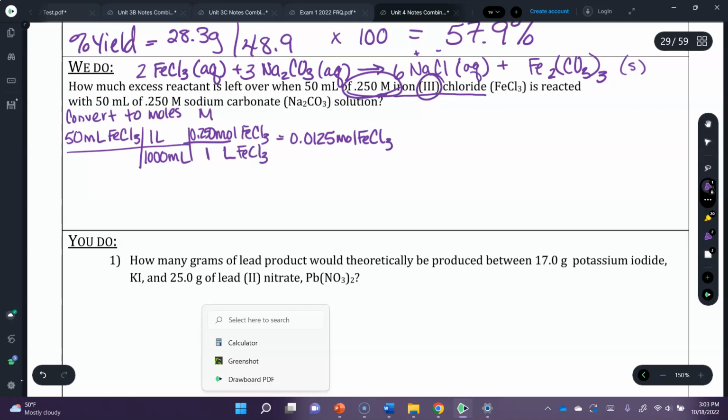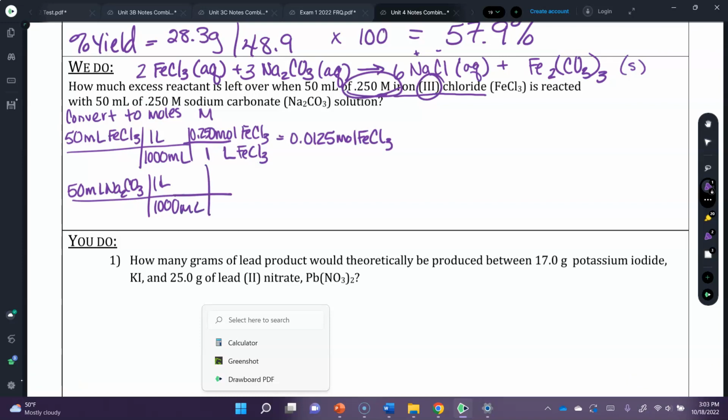We're going to repeat this process for sodium carbonate. So we are given 50 milliliters of sodium carbonate, and they are so nice to us that they give us the same volume and concentration of both the reactants, so that makes the math a little easier.